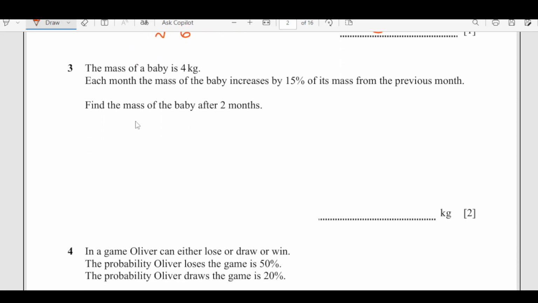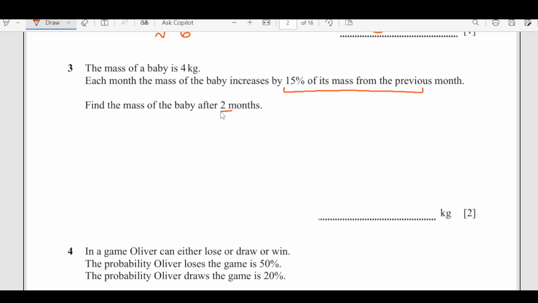Now number 3: the mass of a baby is 4 kilograms. Each month the mass of the baby increases by 15% of its mass from the previous month. Find the mass of the baby after 2 months. So 15% of 4 kg. First of all, the mass of the baby is 4 kg.